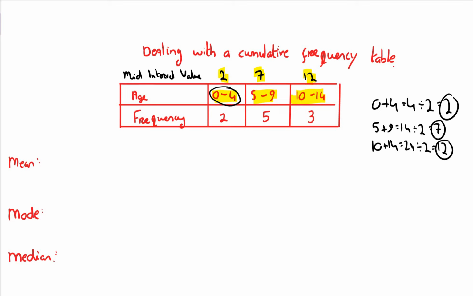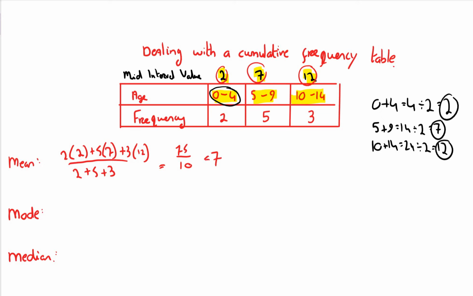So here's what we do. We'll have all our frequencies, 2 plus 5 plus 3, and then on top we have 2 multiplied by this 2, plus 5 multiplied by this 7, plus 3 multiplied by this 12. If we type this into a calculator, we get 75 over 10, which is 7.5. So our mean is 7.5, which means the average age of the people in this class is 7.5.